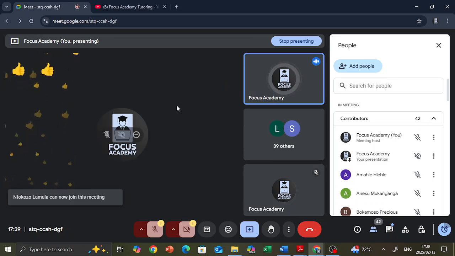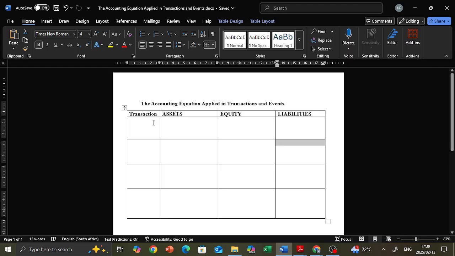Okay, cool. So let me make sure I add that in the document. So template, right? The accounting equation applied in transactions and events. That is the heading for today's agenda. Please remember these terminologies, guys. The headings I give you, the language that is used when we are applying IFRS is very important because you have to follow the standard, okay?